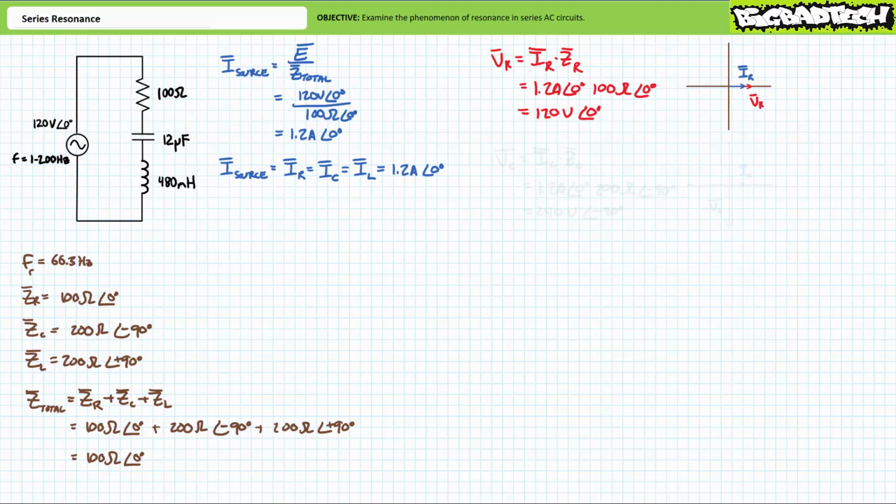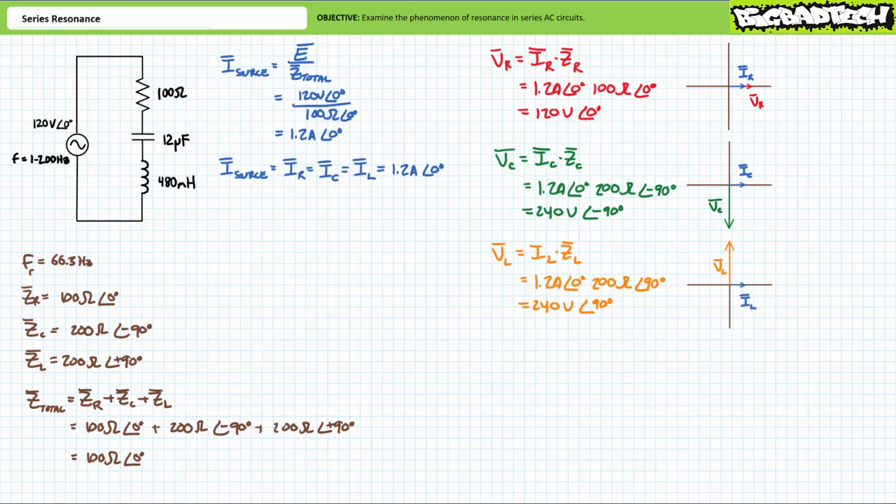Or does it? Another application of Ohm's law demonstrates voltage across the capacitor will be equal to the current through it times the capacitive impedance. Substituting in our given values yields Vc to be 240 volts at an angle of negative 90 degrees. The phasor diagram demonstrates current through the capacitor leads the voltage across it by 90 degrees. Similarly, yet another application of Ohm's law demonstrates voltage across the inductor will be equal to the current through it times the inductive impedance.